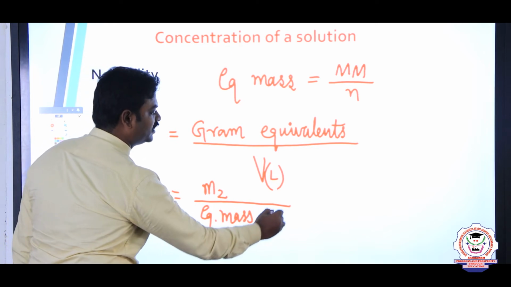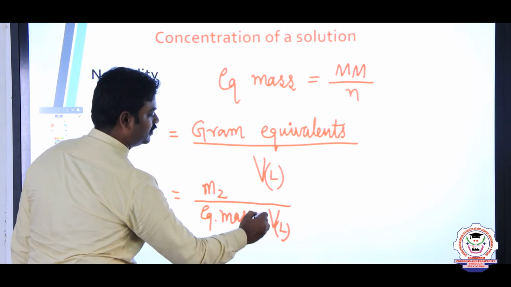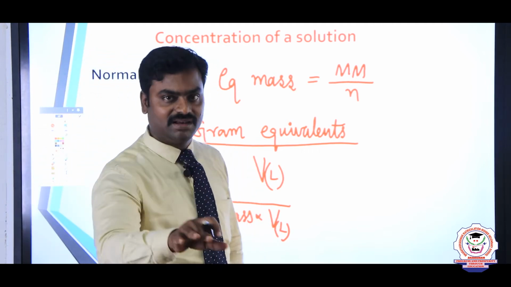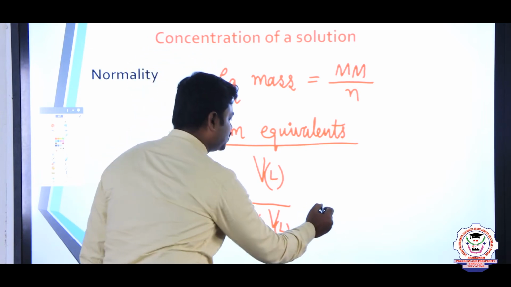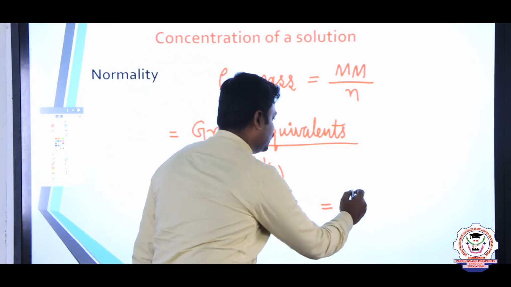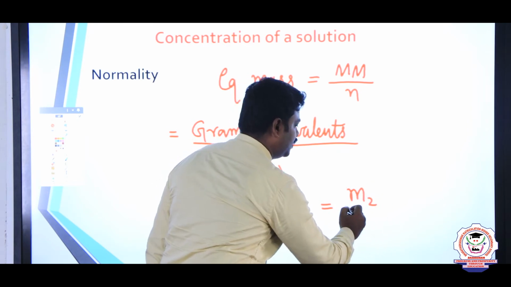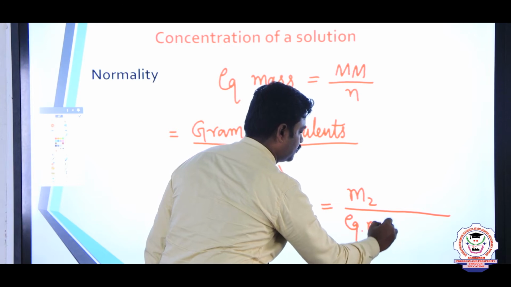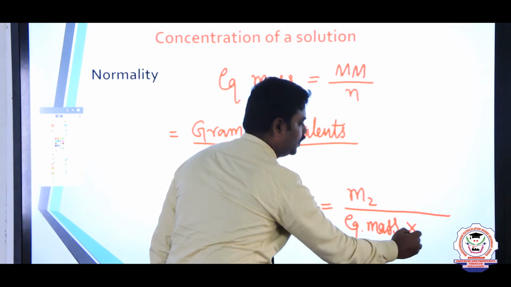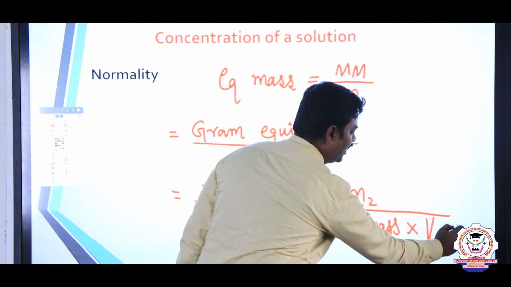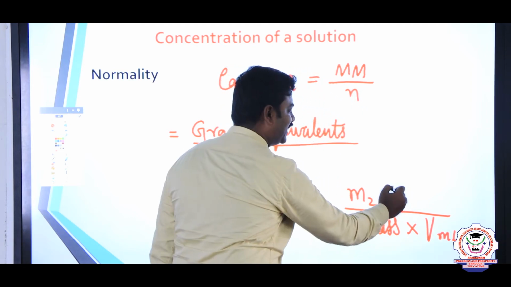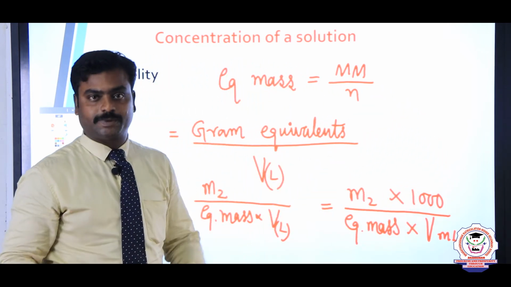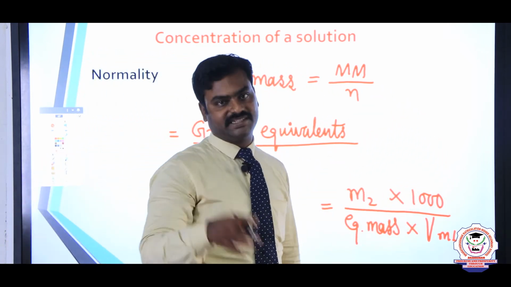And volume of the solution in liters. Now, sometimes they may give the volume of the solution in ml. If it is given in ml, the equation must be changed like this: M2 divided by equivalent mass into volume of solution in ml, and it should be multiplied by 1000. Okay, so using this expression we can calculate normality.